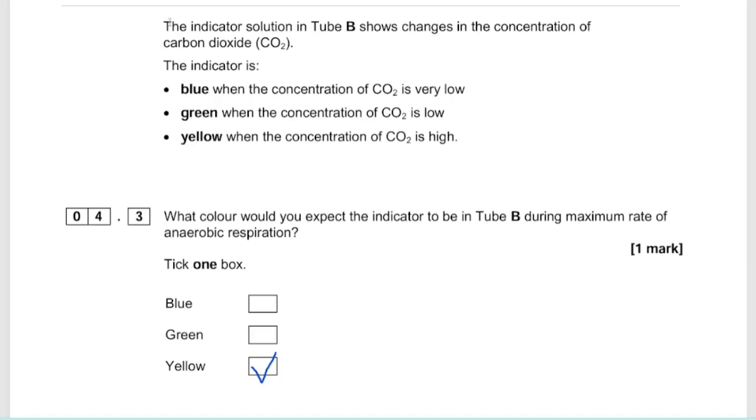The indicator is blue when the concentration of CO2 is very low, green when the concentration of CO2 is low, and yellow when the concentration of CO2 is high. Now, what colour would you expect the indicator to be in tube 2 during maximum rate of anaerobic respiration? You would expect it to be yellow because when anaerobic respiration is happening, it produces a lot of CO2 and there's no oxygen present.